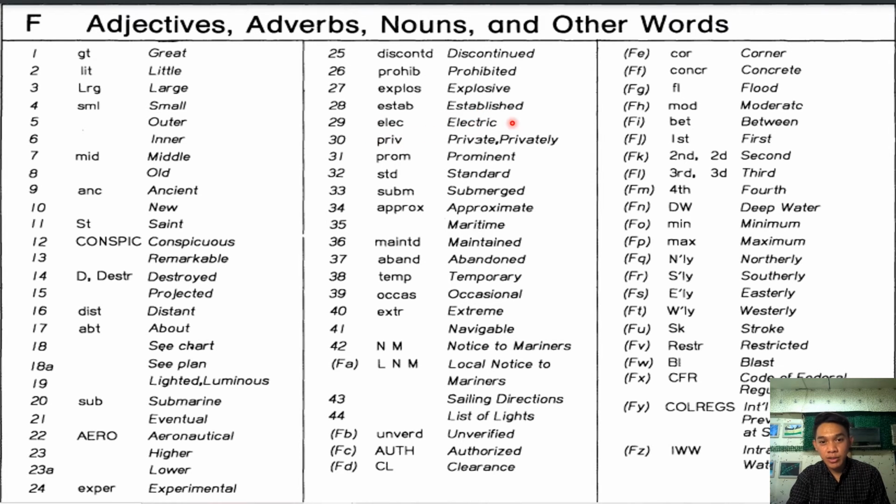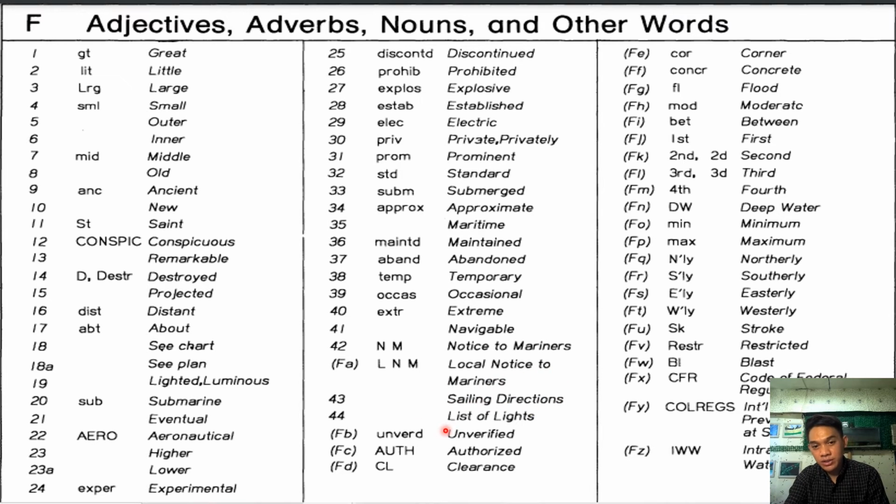Elec is electric. Priv is private or privately. Prom is prominent. STD is for standard. Sub-M is for submerged. Approx is for approximate, maritime. Main TD is for maintained. Aband is for abandoned. TEMP is for temporary. OCAS is for occasional. EXTR is for extreme. And 41 is navigable. NM is notice to mariners. LNM is local notice to mariners.